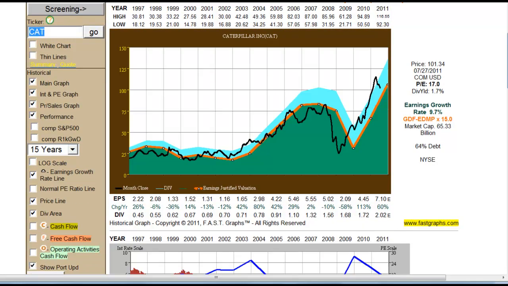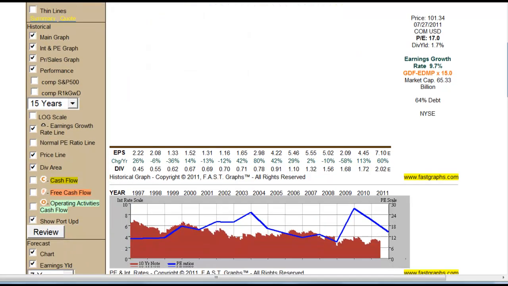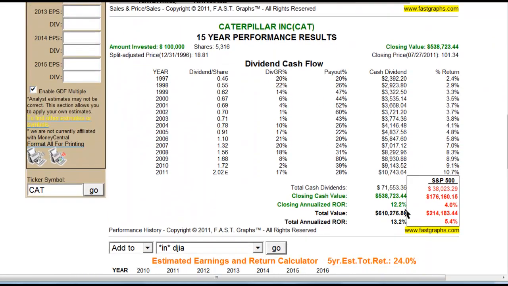When we look at performance here, I want you to notice a little bit of undervaluation at the beginning. In other words, the price was below the orange line, and a little bit of overvaluation at the end. So this 9.7% earnings growth rate is actually going to translate into an expanded 12.2%. We started undervalued and ended a little overvalued.